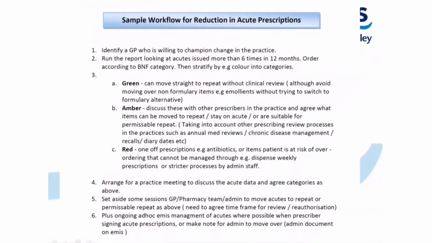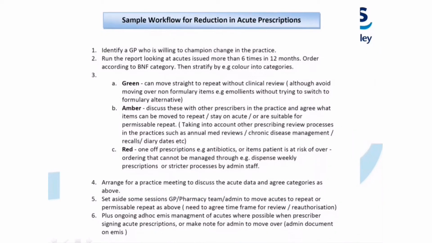So in the first example, identifying a GP who's willing to champion a change, having a look at the report that you've just drawn up, and then thinking about what can move straight to repeat without clinical review. So things like emollients, catheters, etc., that may be coming through as an acute, just bung them on to repeat.